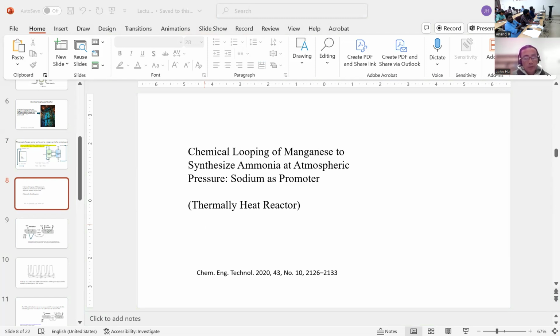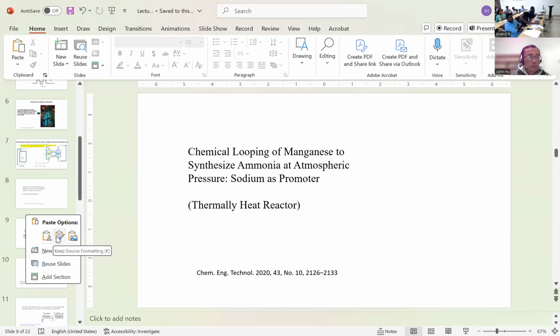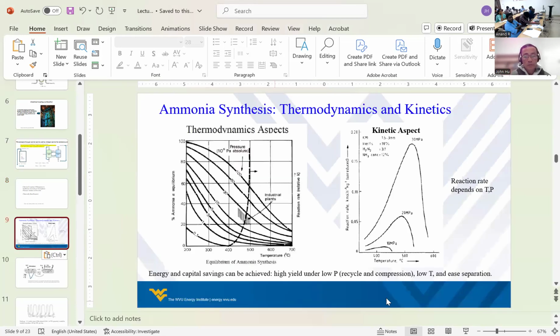Okay, I found it. I'm going to put this here. Can you see my screen? Yes, sir. You see this is ammonia synthesis, thermodynamics and kinetics. Look at the left-hand side, thermodynamics. This is basically the different pressures.